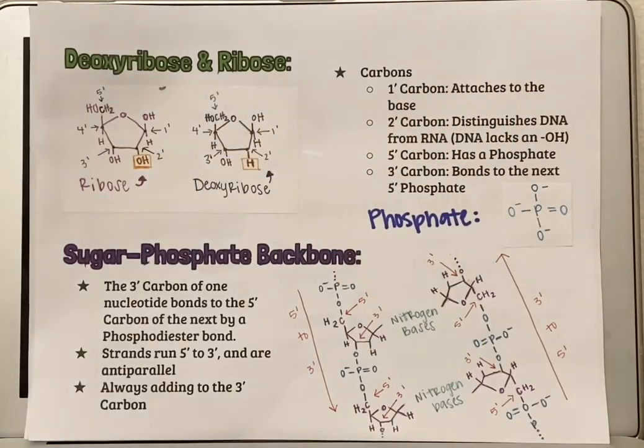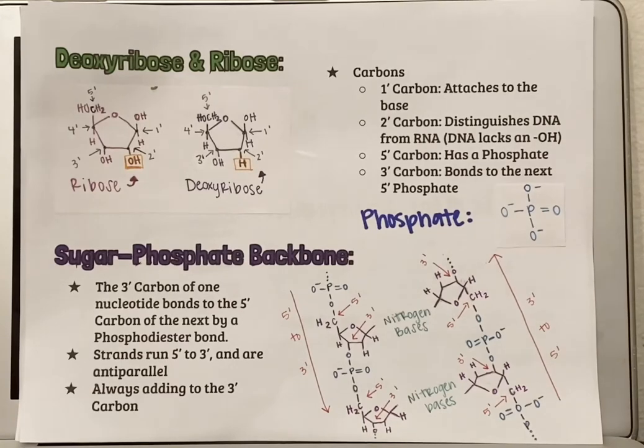Almost all of the carbons in deoxyribose and ribose play an important part for nucleotide bonds. The first prime carbon attaches to the nitrogen base. The second prime carbon, as I just stated, distinguishes DNA from RNA. The 5' carbon has a phosphate, and the 3' carbon bonds to the next 5' phosphate. This is how the sugar phosphate backbone is made.